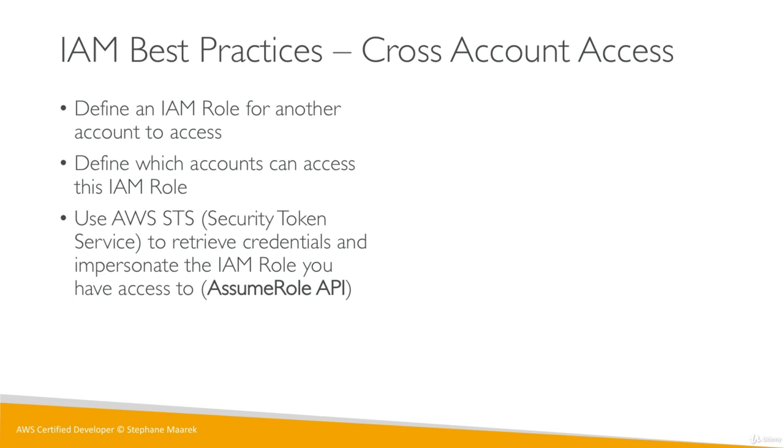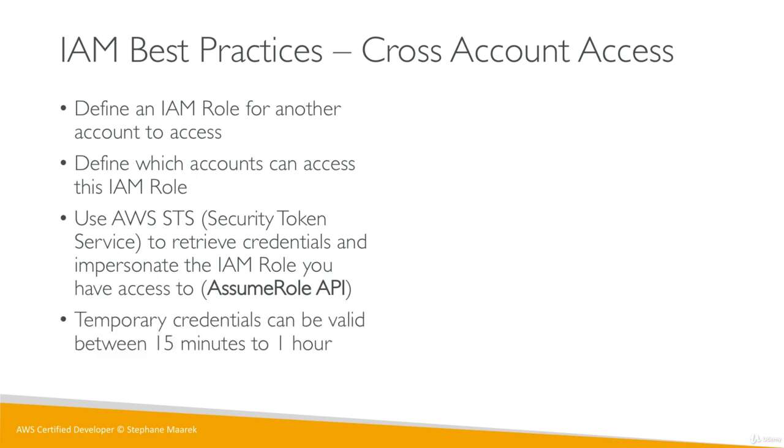So what you really need to know is just that to get cross-account access, you need an IAM role, STS, and you need to use the AssumeRole API. The credentials you get out of it are going to be valid only for between 15 minutes and 1 hour. So if you need that for longer, you need to run AssumeRole again.